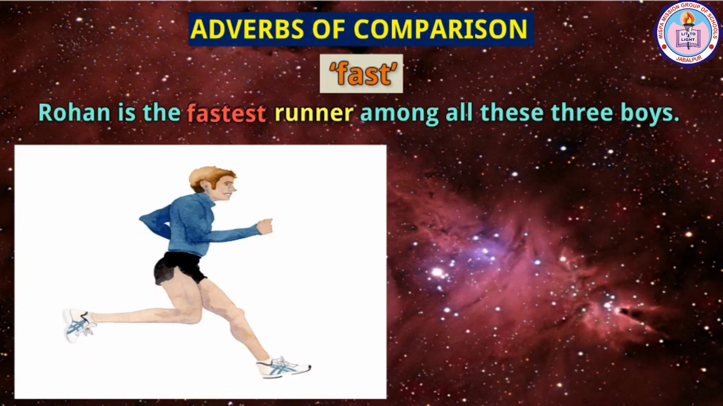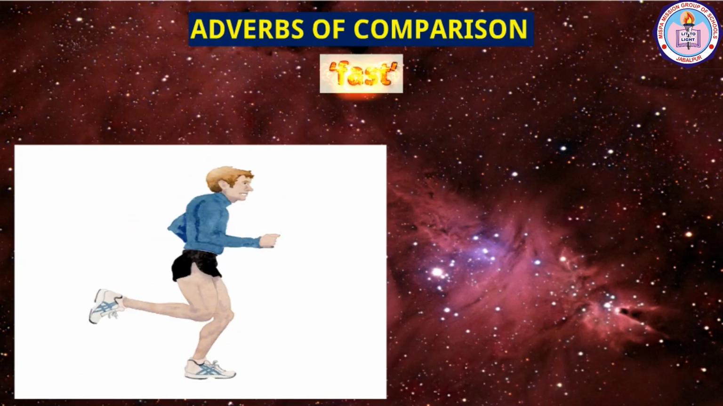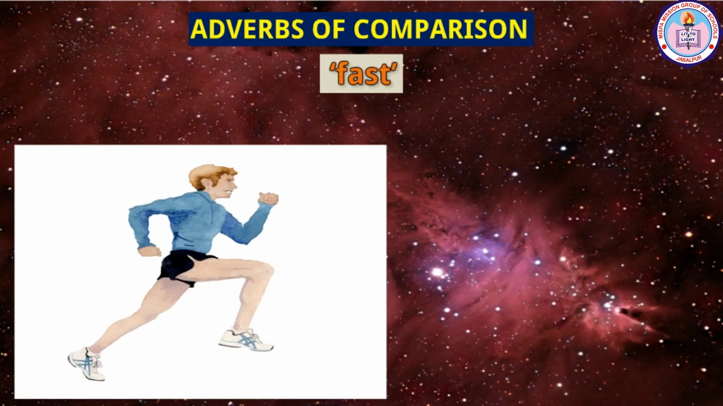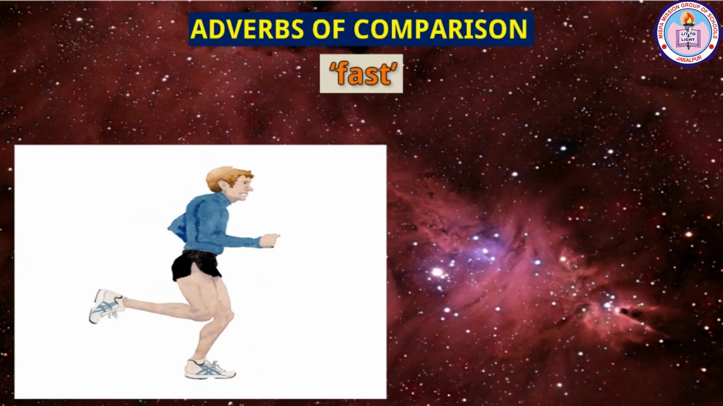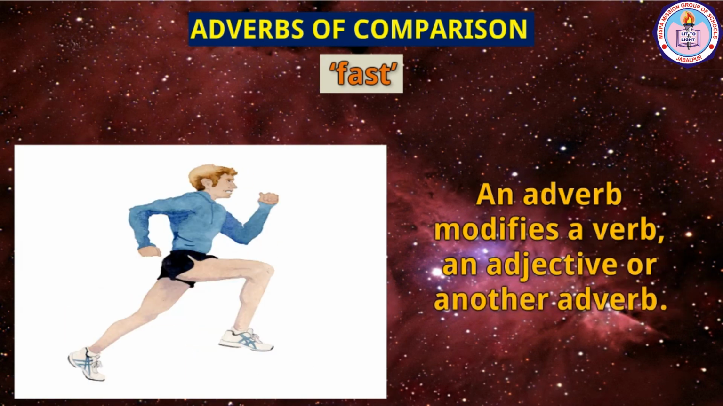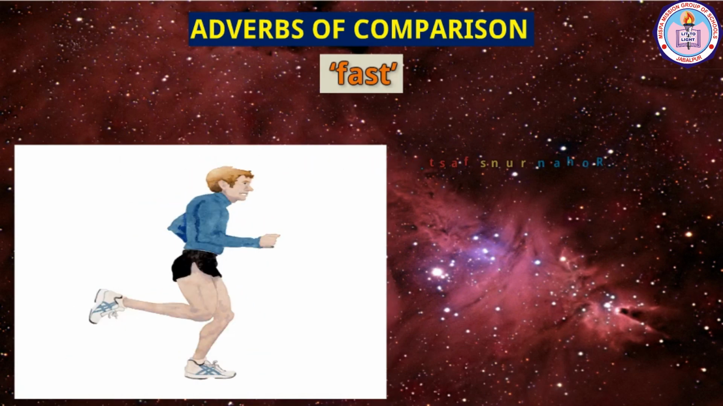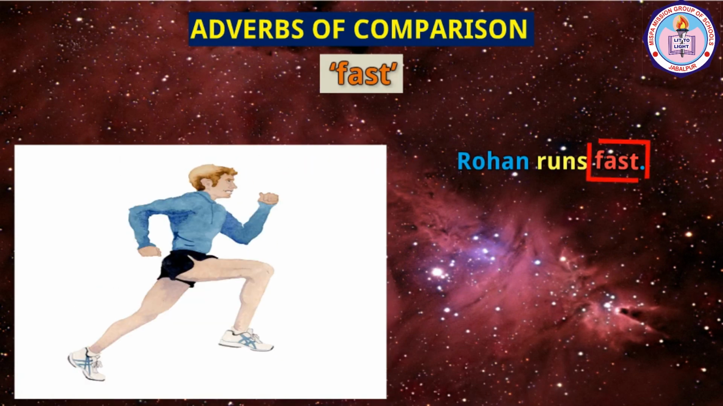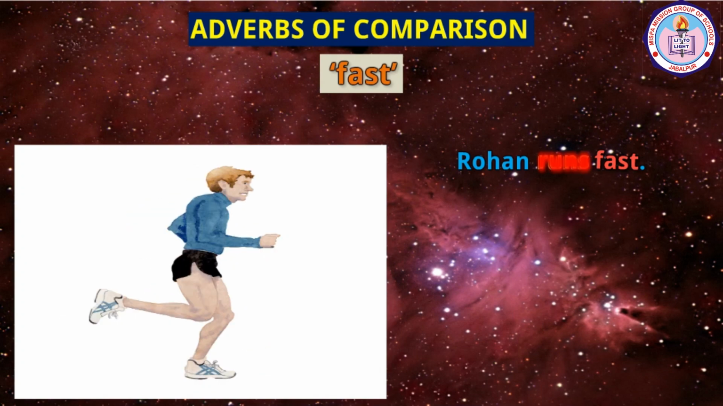Now, let us see how the same word fast is functioning as an adverb. As you know, an adverb modifies a verb, an adjective, or another adverb. Rohan runs fast. Here, fast is an adverb in positive degree that modifies the verb runs.